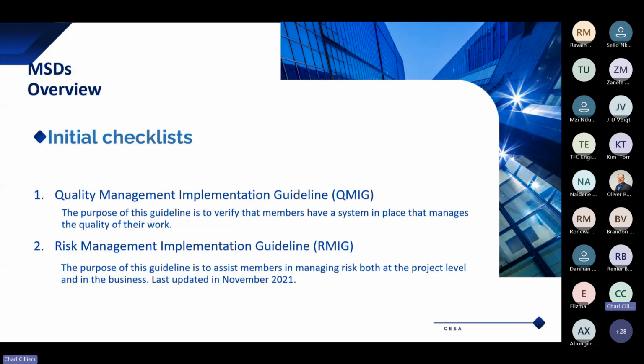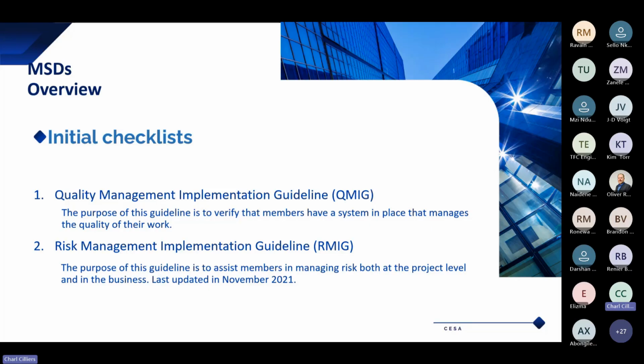So first of all, right in the beginning, when I joined the Quality, Risk and Sustainability Committee, there were two guidelines that were available from CESA. Very good guidelines. The first was the Quality Management Implementation Guideline, which we refer to as the QMIC. And the purpose of this guideline was to verify that members had a system in place to manage the quality of their work. It could be used to grade oneself as to how developed their system is, and also it could be used to assist you to develop your system further, to see how much further you had to go in order to be ready to certify your company to ISO 9001.